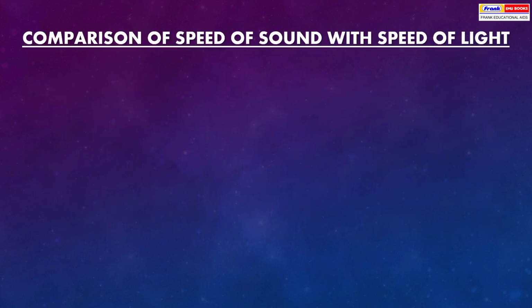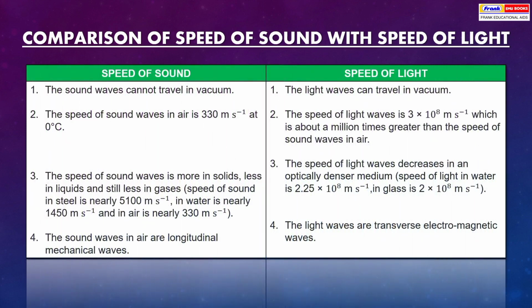Comparison of speed of sound with speed of light. Speed of sound versus speed of light. Sound waves cannot travel in vacuum, while light waves can travel in vacuum. The speed of sound waves in air is 330 meters per second, while the speed of light waves in air is 3 × 10^8 meters per second, which is about a million times greater than the speed of sound waves in air.